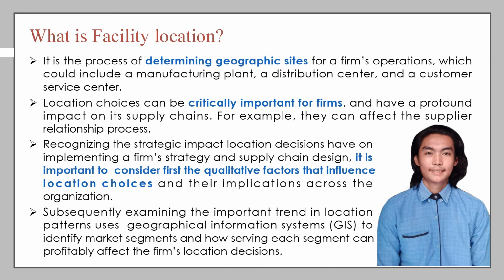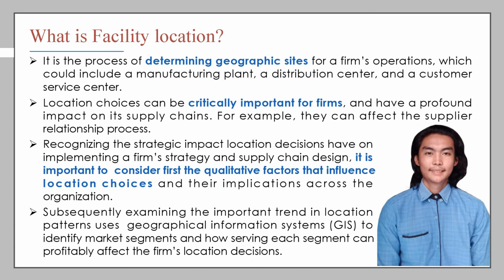A manufacturing plant is the actual site where raw materials are converted into goods. A distribution center is the warehouse, or the stocking point where the finished goods are located and subsequently distributed to wholesalers, retailers, manufacturers, and customers. And a customer service center is a place that handles customer relationships.